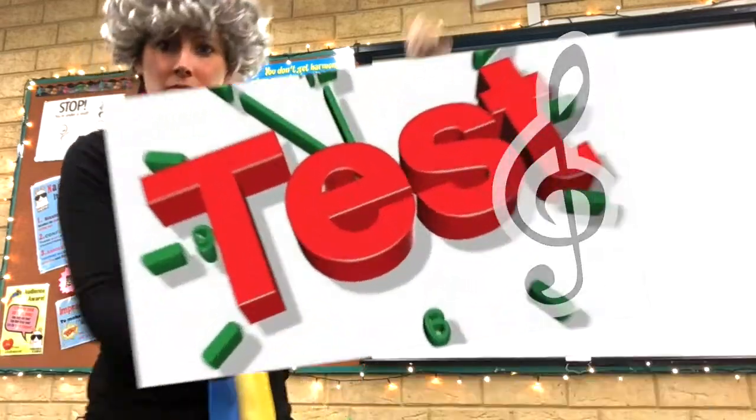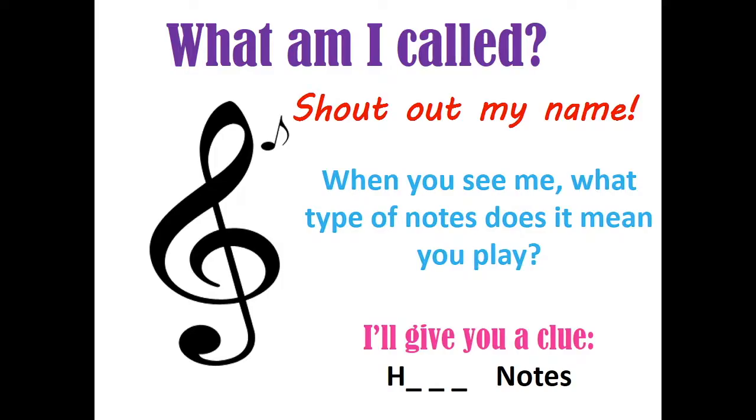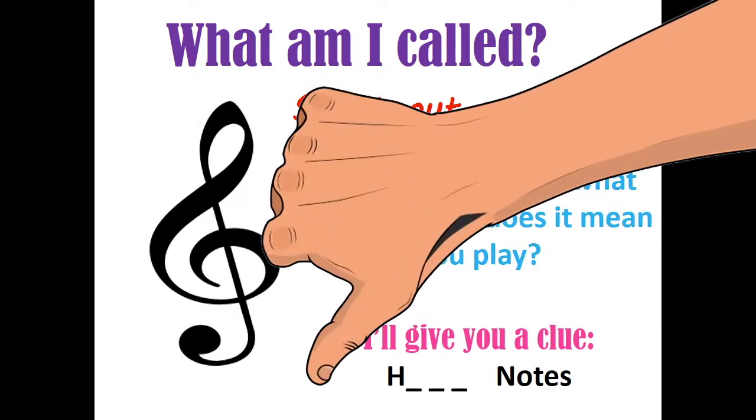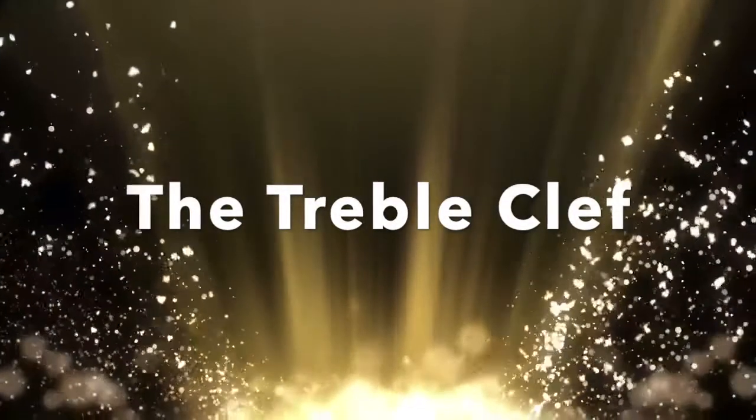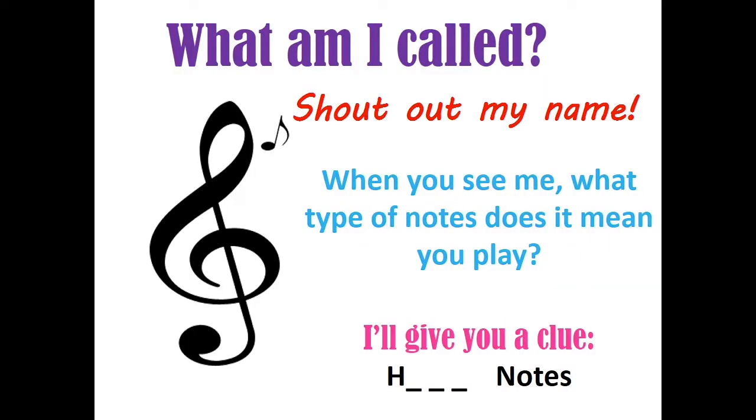Right, time to test and see if you're listening. You see this guy, you see the curly, whirly, squidgy little guy. What is he called? I'm going to count to three and you are going to shout out his name. One, two, three. Terrible. Let's try it again. Remember, I'll give you a hint. He's called the treble clef. Okay, ready? Shout it out in one, two, three. That's right. He is called the treble clef.